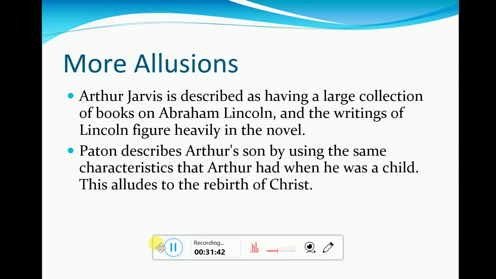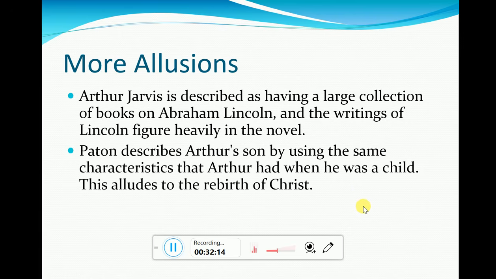And then more on allusion. Arthur Jarvis is described as having a large collection of books, like Abraham Lincoln, who was a liberal fighter of the American, and the writings of Lincoln figure heavily in the novel. Paton describes Arthur's son by using the same characteristics Arthur had when he was a child. This alludes to the rebirth of Christ. So all of these are examples of the biblical references in the novel.